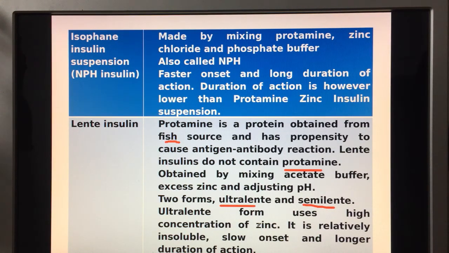So this was all about the introduction to insulin, the structure of insulin and the various preparations of the insulin.